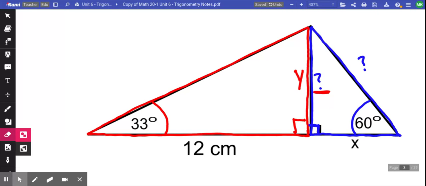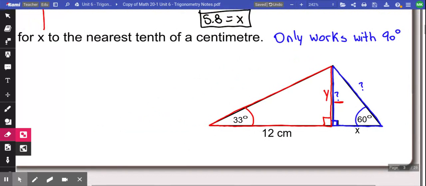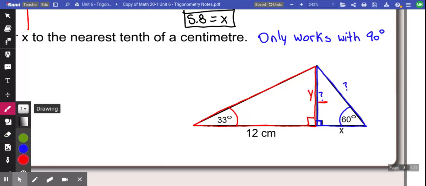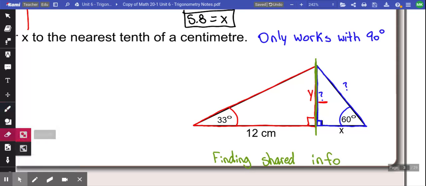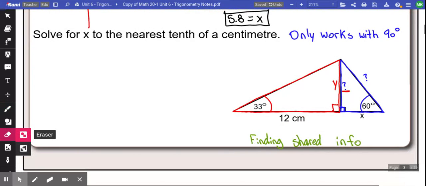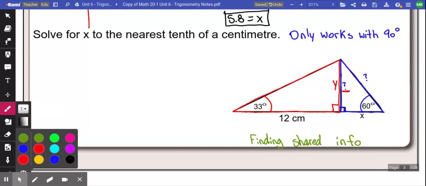Whenever you see these double triangle questions, typically always the question hinges on finding the shared side. Sometimes it's a shared angle, so I'm going to say find shared info, but in this case I'm just going to say shared side. Your shared side is this side length right here. See how both triangles use that side. Using my red triangle, I would have to label this using SOH CAH TOA. So this is my hypotenuse, this is my opposite, this is my adjacent.